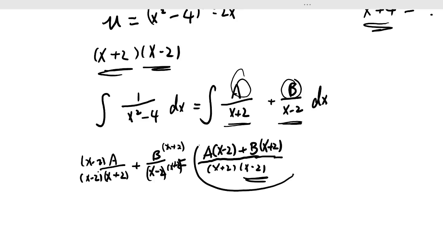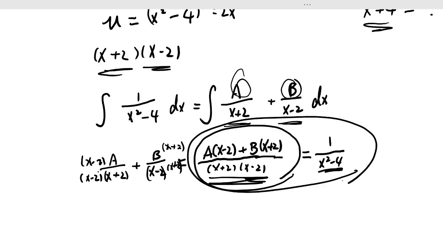And this new fraction we have with A and B should be equivalent to our original one. Our original one is 1 over x squared minus 4. Of course, our denominators are the same, so the top has to be the same in order to have the same fractions on the left side and right side. So that means the top here is 1. The whole numerator for my fraction also must be 1. So A times x minus 2 plus B times x plus 2 must equal 1.